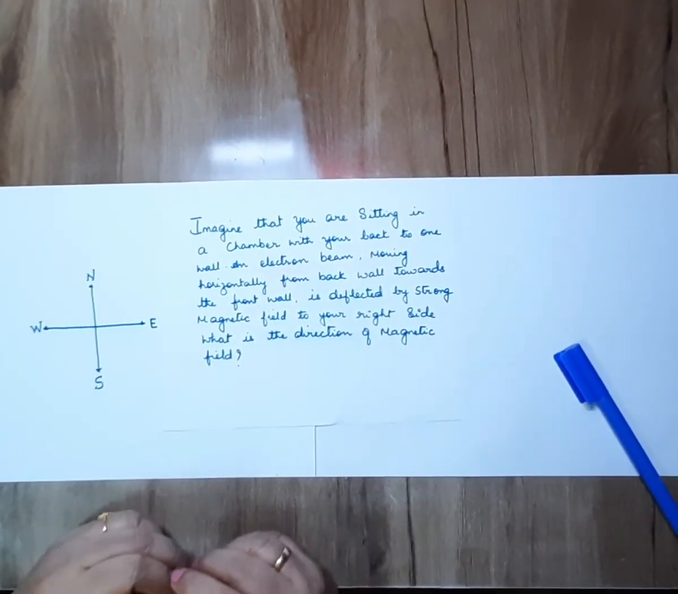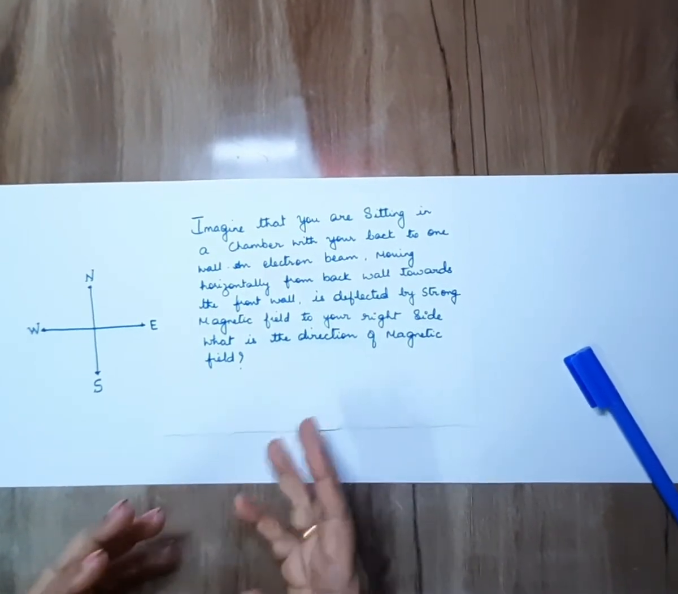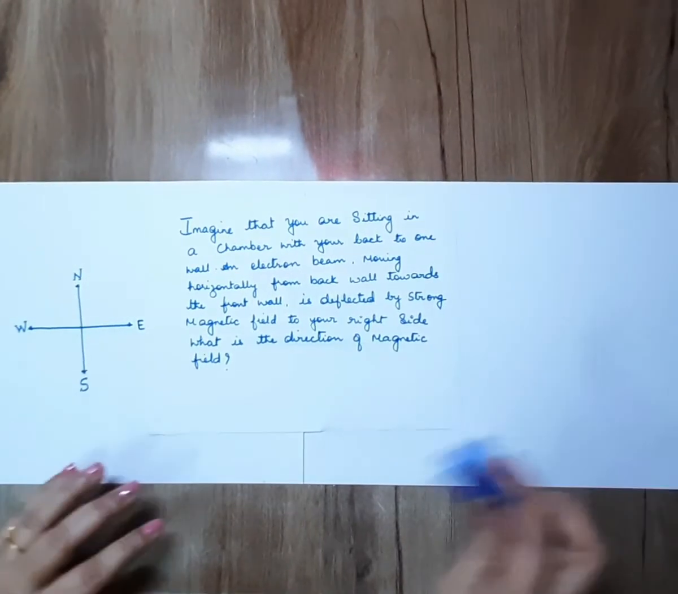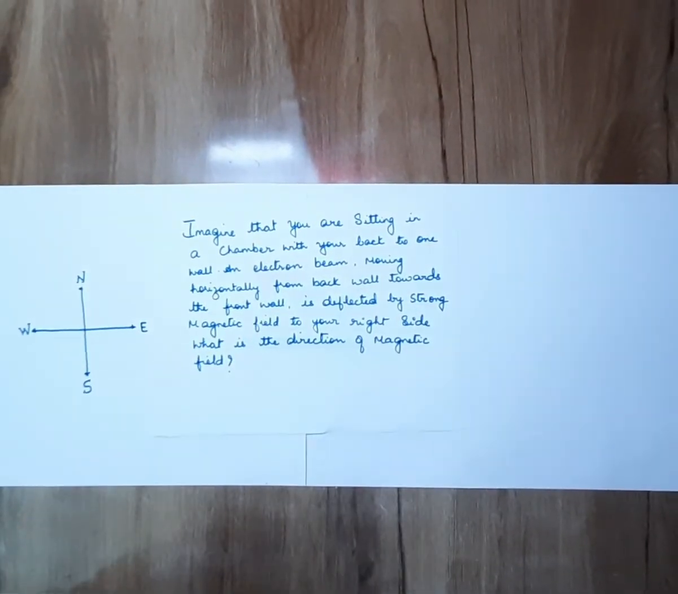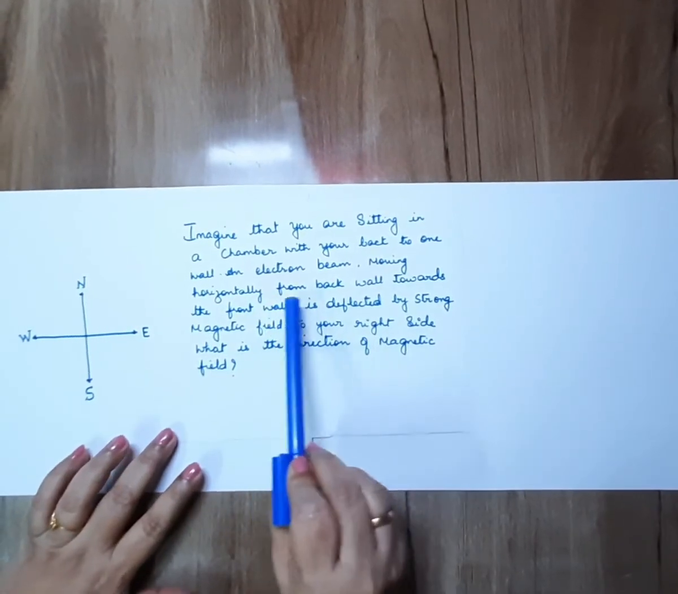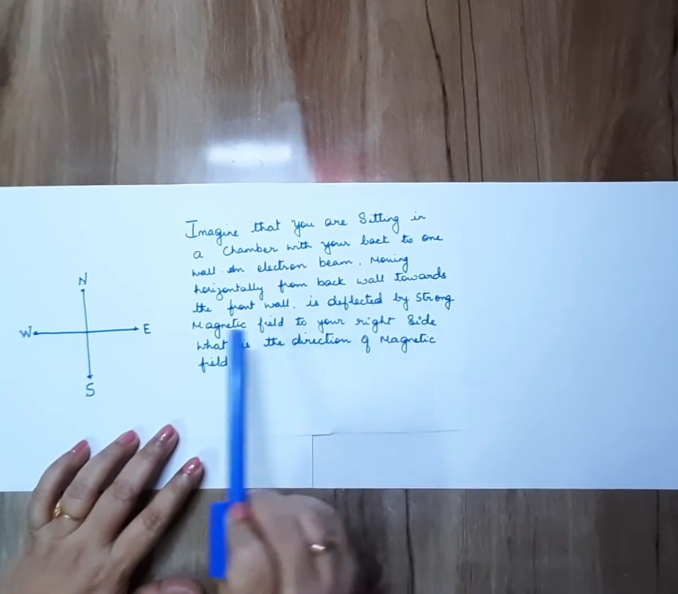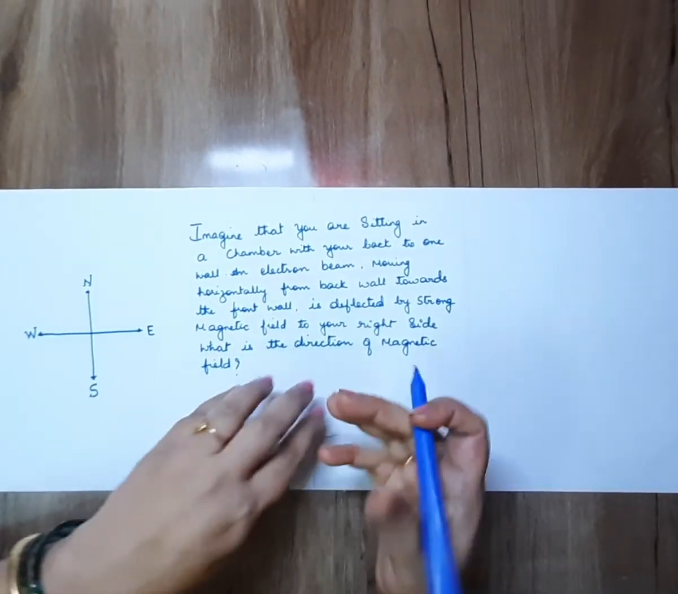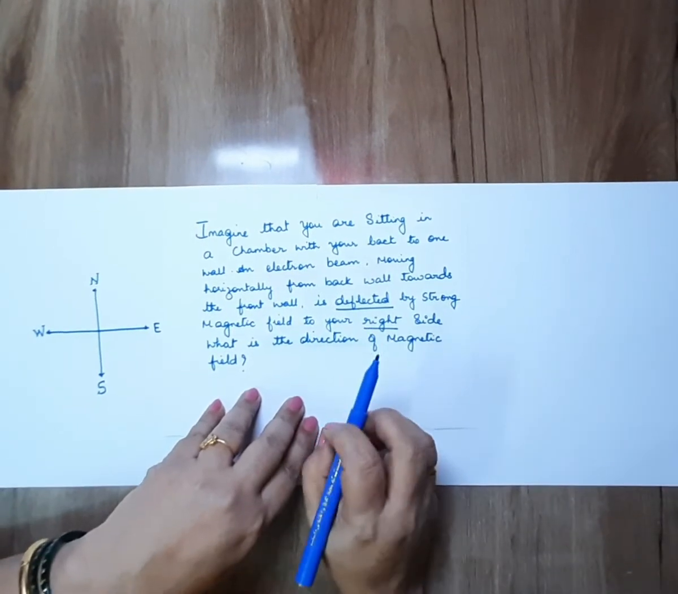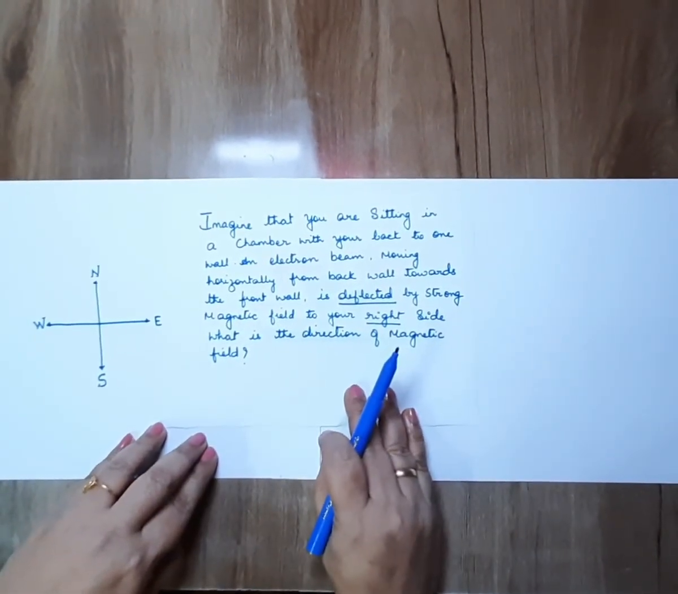Next, the fourth question. This is a little bit tricky question, but with the knowledge you have gained in the first three questions, I think that will help us to solve this question. Imagine that you are sitting in a chamber with your back to one wall. An electron beam moving horizontally from the back wall towards the front wall is deflected by a strong magnetic field. It is deflected towards the right side. What is the direction of magnetic field?